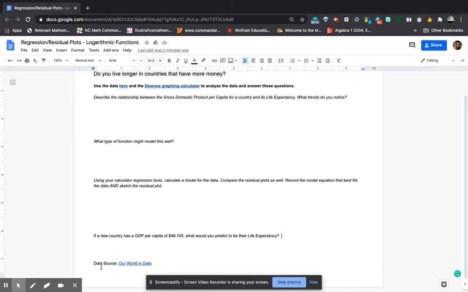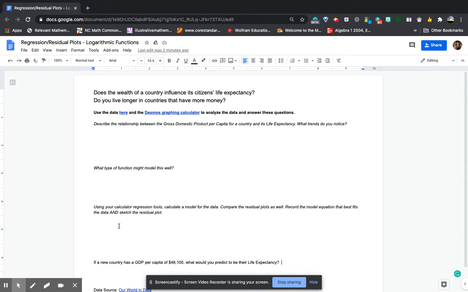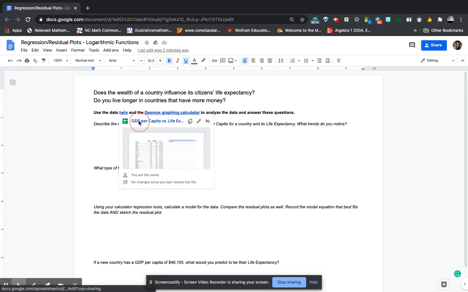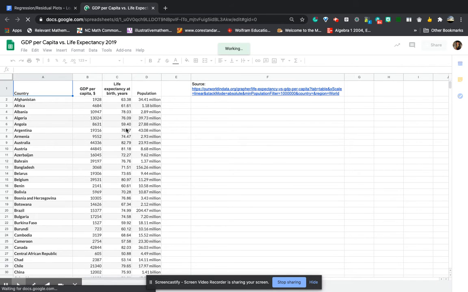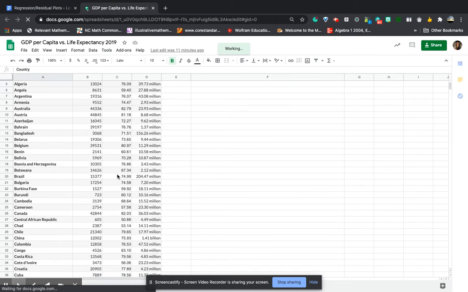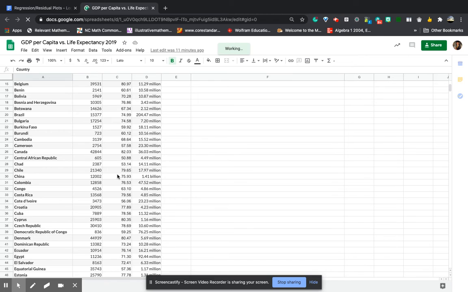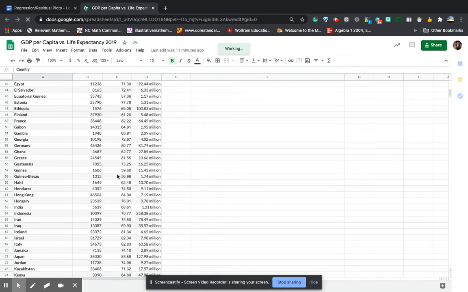By the way, this data was sourced from Our World in Data, and that website is linked below. So I'm going to first go to the data itself. And you see here each country listed, its GDP per capita in dollars, and its life expectancy at birth in years. I also had population data as well, but there's a total of 150 some countries listed here.